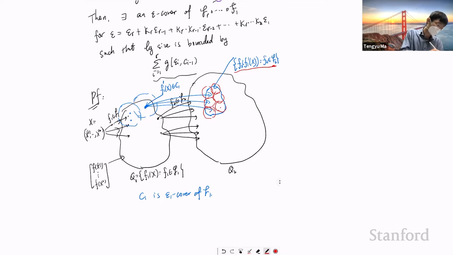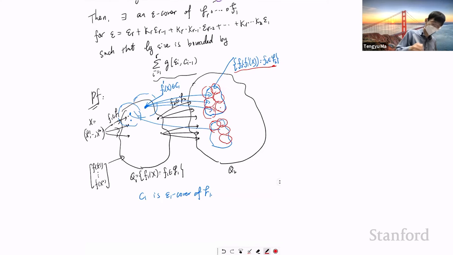Basically, suppose you have another point in C1 here, and then you look at all of its image, and then you do another set of cover. You do this for every possible point in C1, and every possible point in C1 has induced a set, and that set can induce a cover. Then you take the union of all of these balls, and the union of all of these balls becomes a cover for the Q2.